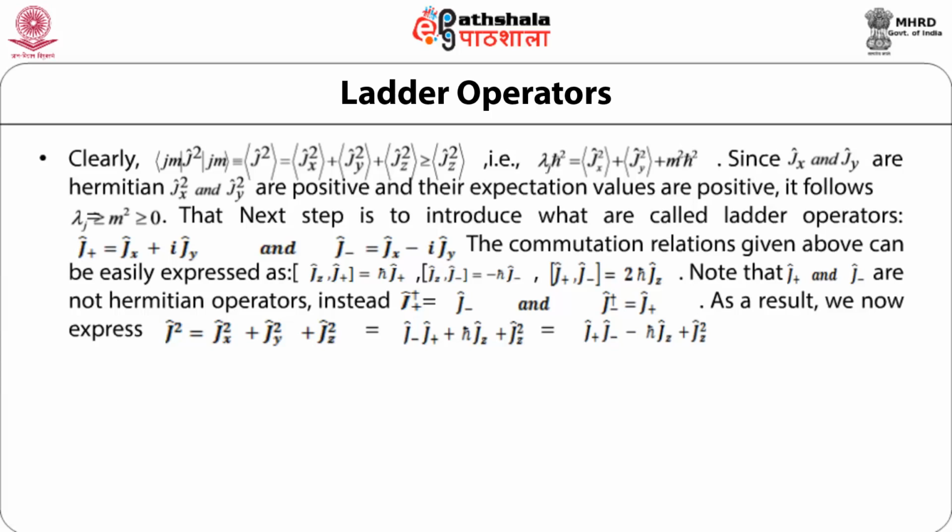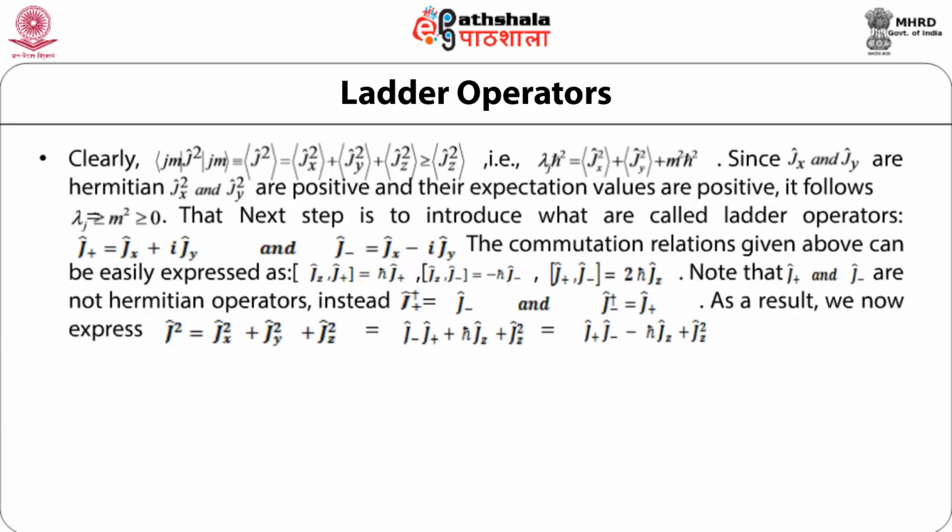The commutation relations given above can be easily expressed as the commutation relation of J_z with J_+ is equal to ħ times J_+. Similarly, the commutation relation of J_z with J_- is given as minus ħ times J_-. And using the above relations, one can also write the commutation relation for J_+ and J_- as twice ħ times J_z.